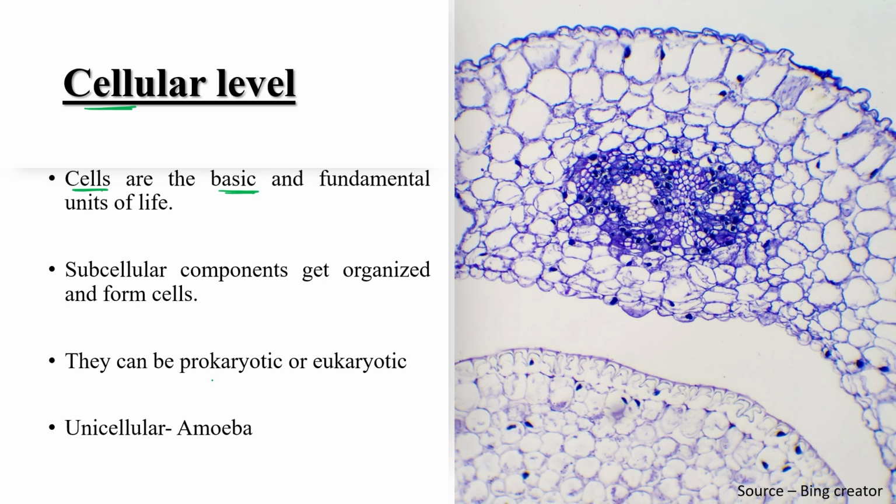If it is a single cell, then we can use the term prokaryote, where a primitive type of nucleus is there. If a true nucleus is there, then we can use the term eukaryote. So a cell may be of two different types. There I have mentioned an example of a unicellular organism, like amoeba.